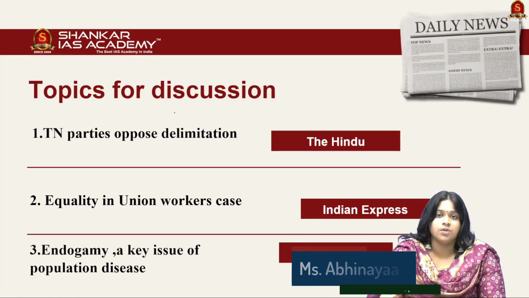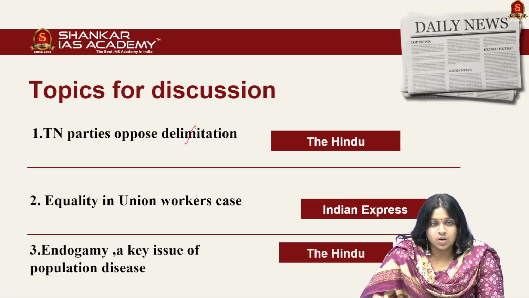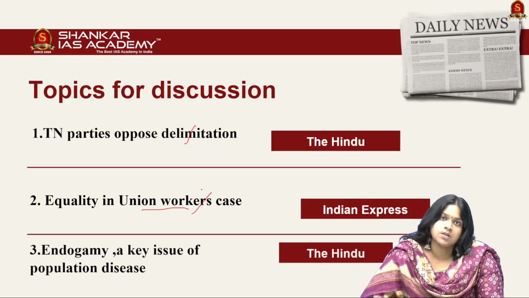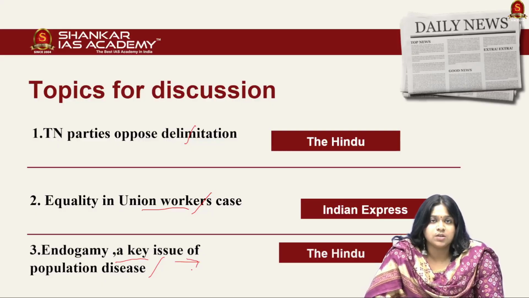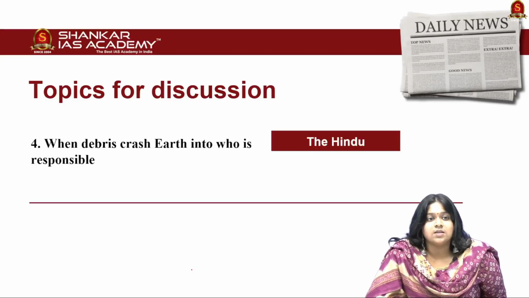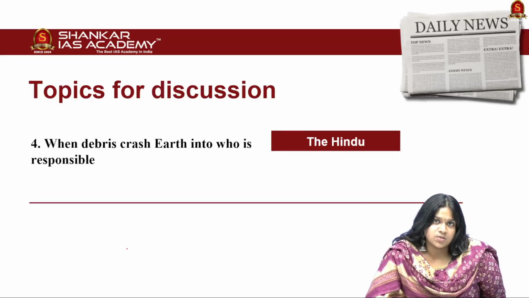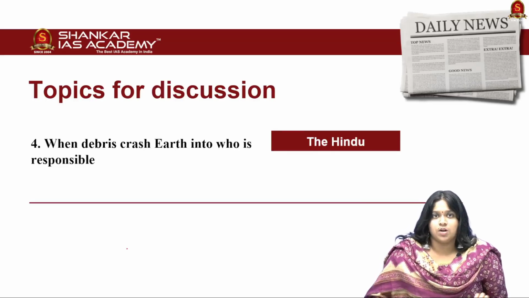So the first article from the Hindu discusses the consequences of delimitation. Next, the article titled Equality in Union Workers Case from the Indian Express discusses the importance of Article 14. The next article, titled Endogamy, a key issue of population disease, from the Hindu, talks about the problems associated with endogamy marriage. And the last article, titled When Space Debris Crash Earth, from the Hindu, talks about the consequences of space debris and how important an issue it is.